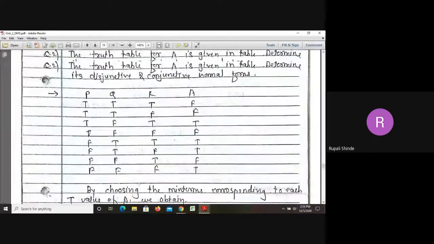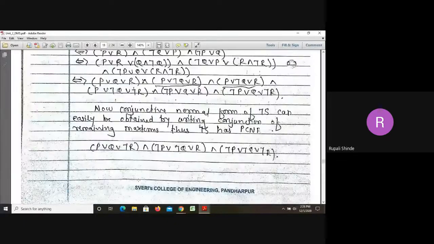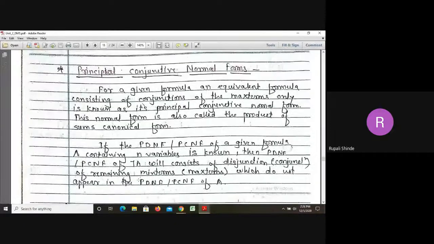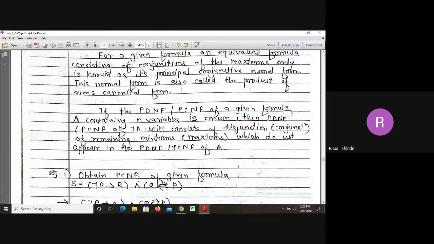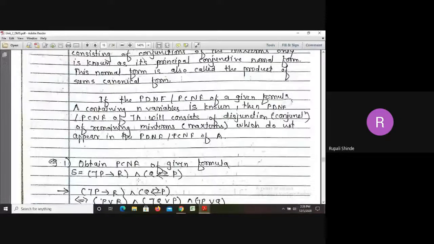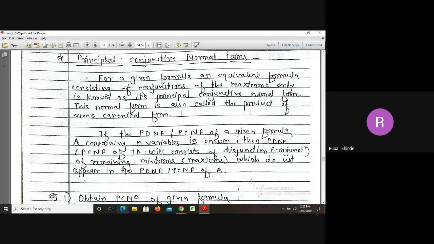So again, there is one method: how to obtain PDNF and PCNF for the same formula. So that we will see first, and then we will solve the remaining examples. If the PDNF or PCNF of a given formula A containing n variables is known, then the PDNF or PCNF of negation A will consist of the disjunction of the remaining minterms or maxterms.